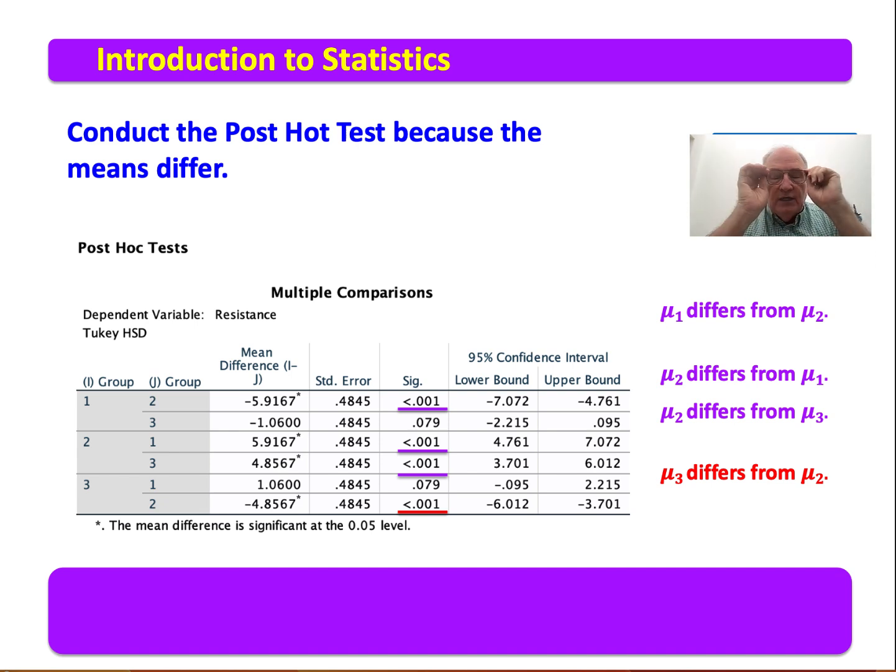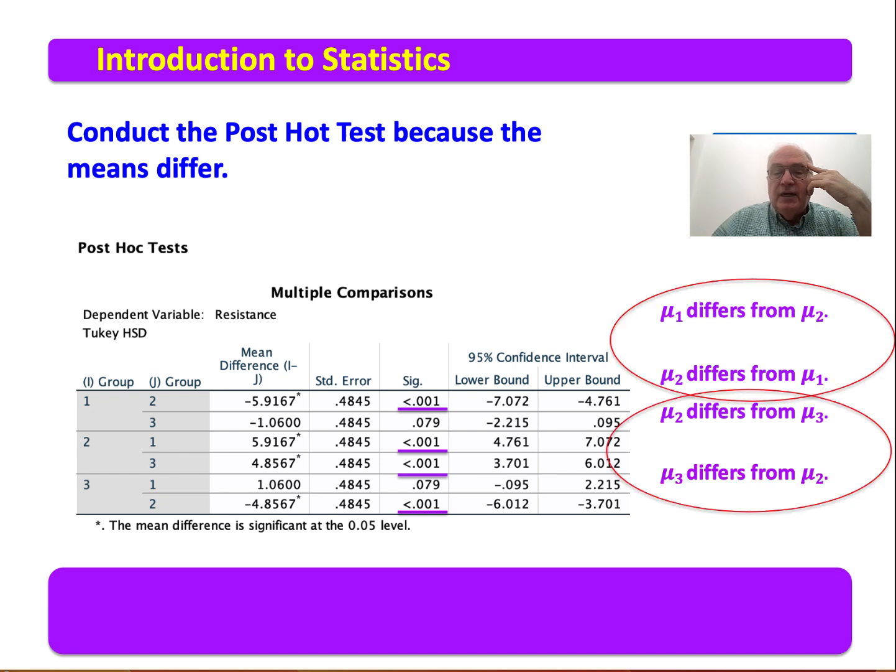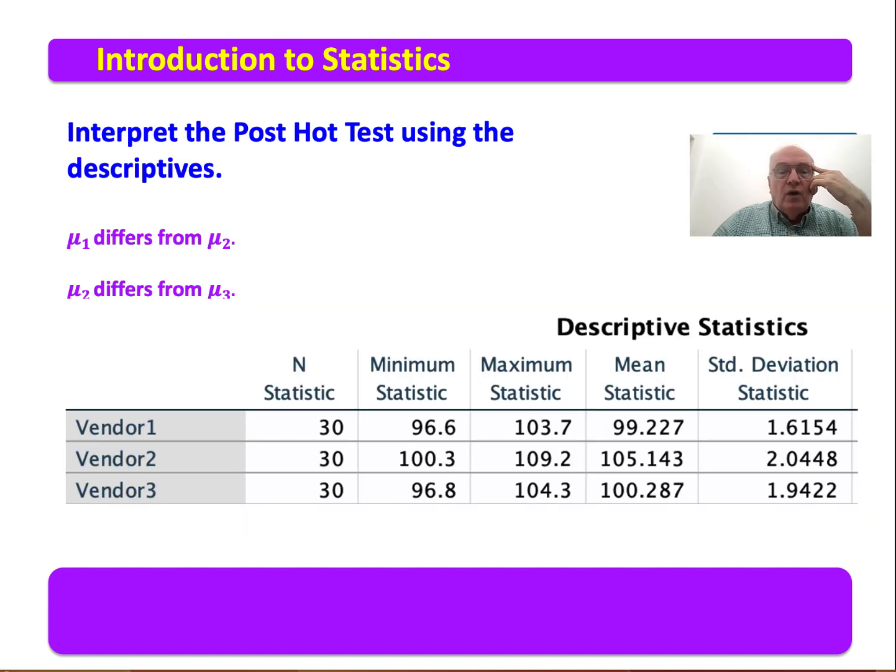Now, let's look at these 4 things that I've listed here. Mu 1 differs from mu 2, and mu 2 differs from mu 1 is the same thing. And mu 2 differs from mu 3, and mu 3 differs from mu 2 is the same thing. So what we in fact have are 2 statements. Mu 1 and mu 2 differ, and mu 2 and mu 3 differ. Now, so we go back to the descriptives. Mu 1, mean 1 differs from mu 2. We know that these differ.